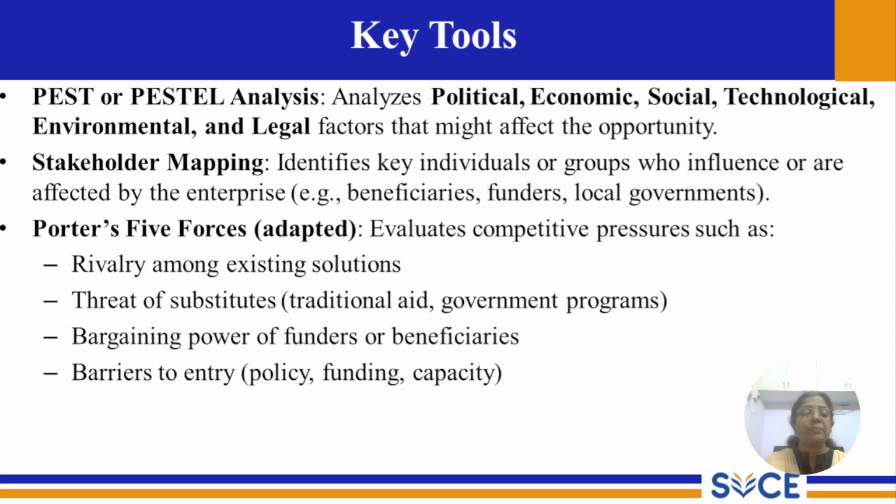Next one is we need to map the stakeholders. This type of tool identifies key individuals or groups who influence or are affected by the enterprise, that is the customers, beneficiaries, funders, local governments. Porter's five forces adapted. It evaluates competitive pressures such as rivalry among existing solutions, threat of substitutes, that is, traditional aid, government programs, bargaining power of funders or beneficiaries, and barriers to entry: policy, funding, and capacity.